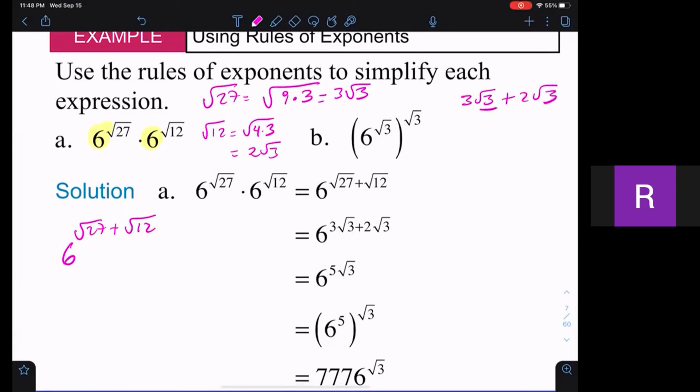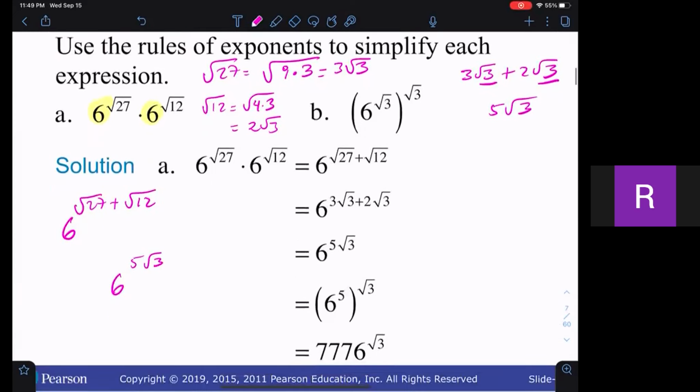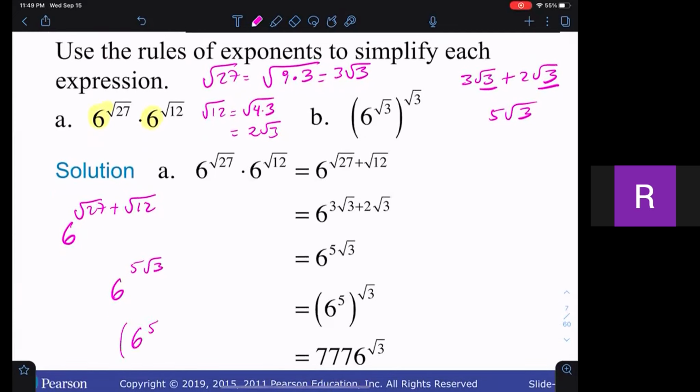Since they have the same radical, you can just combine them, right? So this is 5 root 3, right? At that point, basically, you're done. Or you can just do what these people did, 6 to the 5th, and then they raise it to the cube root. That's 6 to the third power. Yeah, that's what you can do at that point.